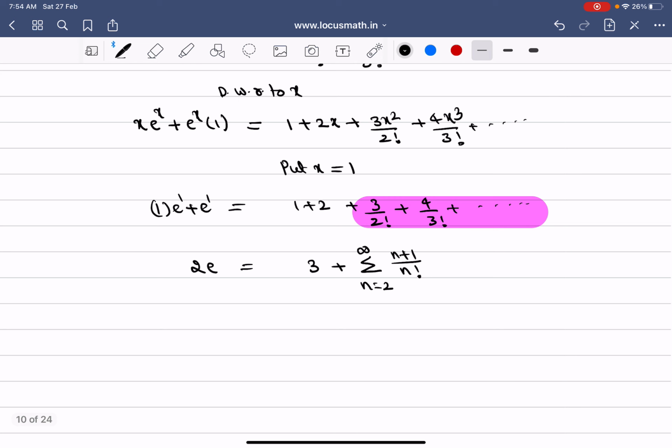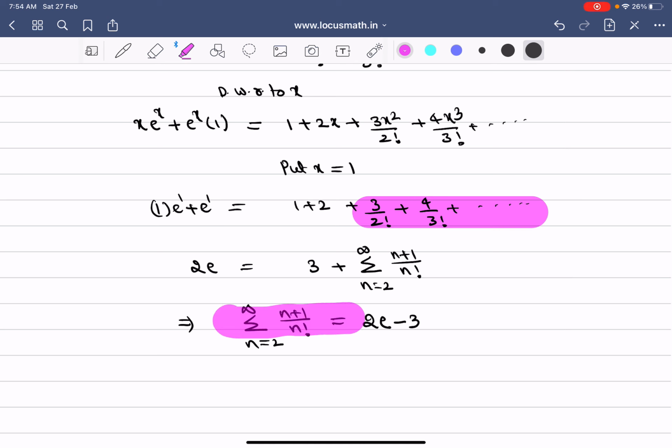Therefore this implies sigma n equals 2 to infinity, n plus 1 by n factorial, is equal to 2e minus 3. So this is our required answer.